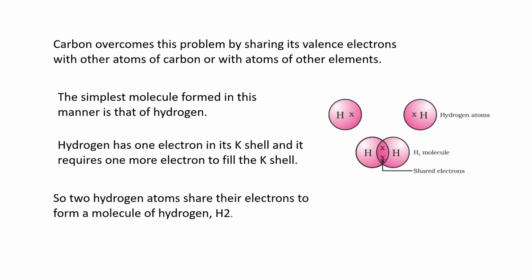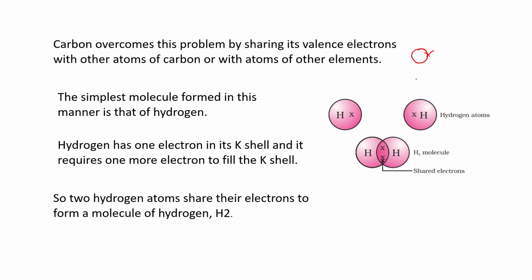So let's begin. The simplest molecule formed in this manner is hydrogen. Hydrogen has atomic number 1, with electronic configuration 1 only. So in the outermost shell of hydrogen, you have 1 electron. Hydrogen cannot complete its octet because in the first shell you can accommodate a maximum of 2 electrons, not 8. That's why hydrogen will go for completion of a duplet, not an octet.